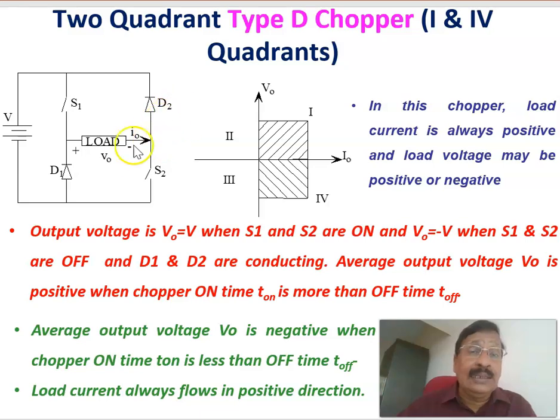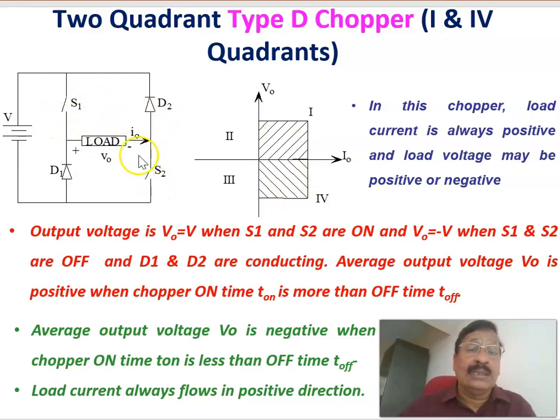And when S1 and S2 are off, D1 and D2 will be conducting. In that case, the polarity reverses and we get a negative voltage. But the current is always in this direction only, because the diodes also carry current in this direction. Therefore, the current through the load is the same in both cases, but the voltage polarity reverses.